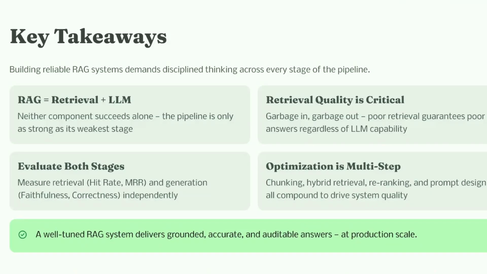Retrieval quality is critical, very important. If we don't have the right information, then we definitely cannot give the right information to the users. It might just come out of inherent information from the model, but it may break any day. So that's not what we want. We are always evaluating at each stage, both retrieval and generation. That's how we get a better model. For optimization, we can look into chunking, hybrid retrieval, re-ranking, and prompt design, each of which we'll learn in future videos.